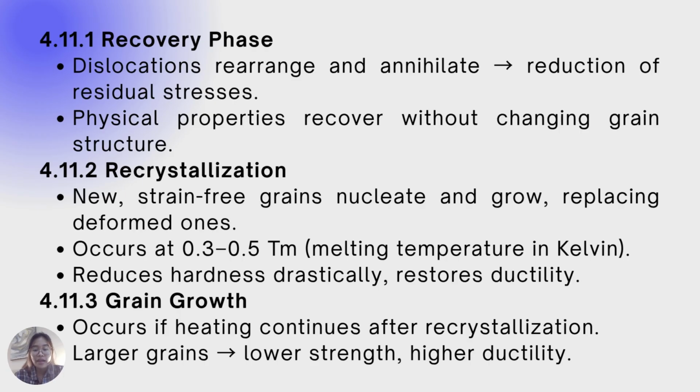Grain growth. If heating continues after recrystallization, grain growth begins. Larger grains form as smaller grains are consumed, reducing the total grain boundary area. While larger grains reduce strength and hardness, they improve ductility and creep resistance. Therefore, grain growth must not be allowed to proceed excessively. Excessive growth can make metals weaker and less uniform.